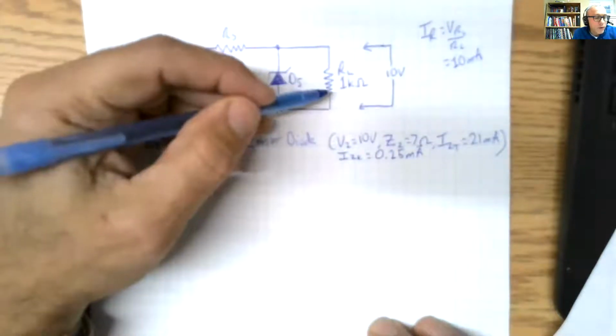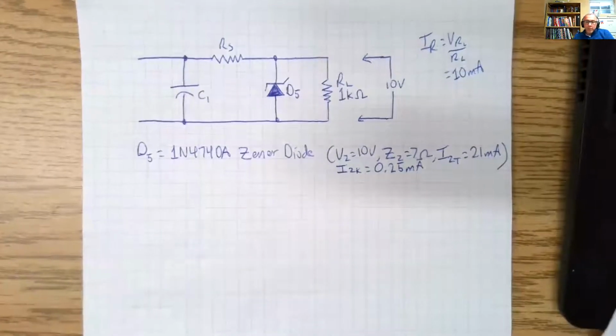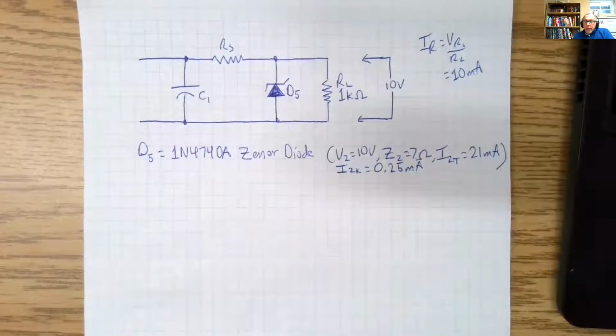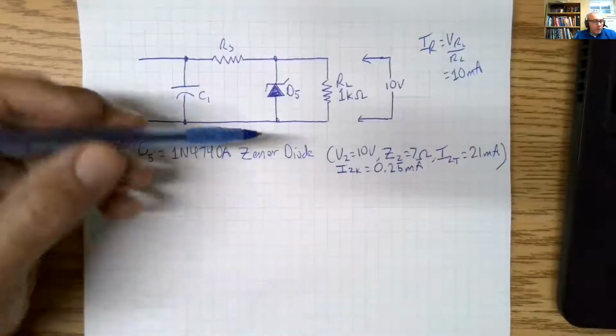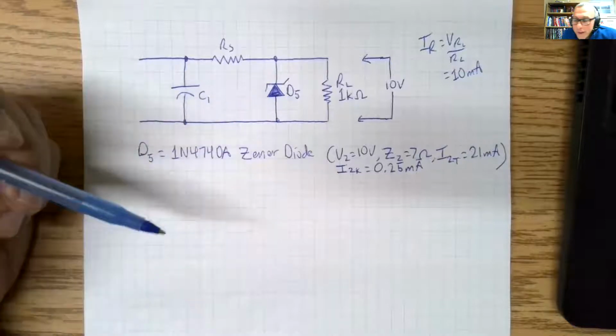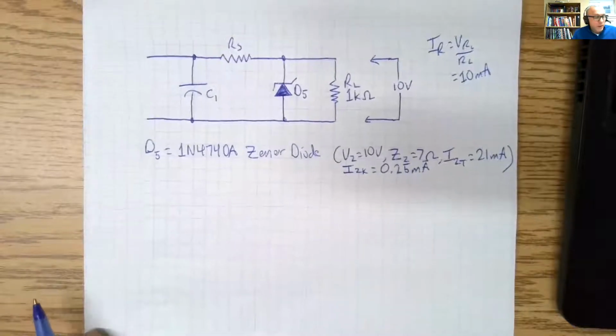Because we know we want 10 volts across a 1K resistor. All right? Now, we also have to determine how much current we want to come through the Zener diode. So let's just say we want 5 milliamps coming through that. So we're going to keep that in mind for a minute.